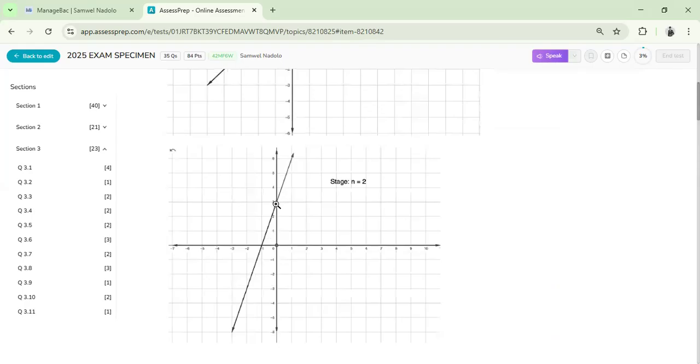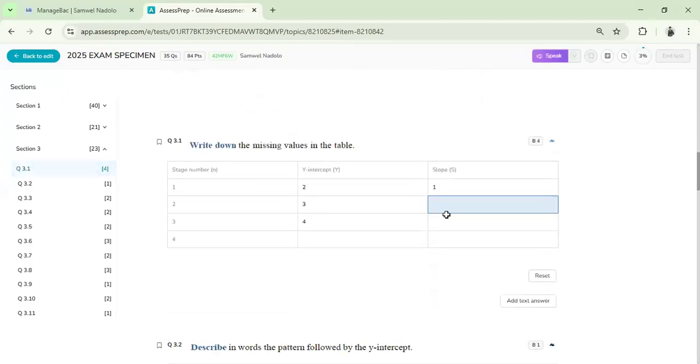Now for stage 2, let's look at the slope. While I'm at this point, I can look for another point on the line, maybe this point. You can choose any point that is on the line that you're able to actually use the scale given for an exact value. So I'll use this value here. Let me see how much I rise and run to reach there. Now from 3, the y-intercept, I'm rising 1, 2, 3, and then I run 1. So 3 over 1 is 3. So for stage 2, the slope is 3.